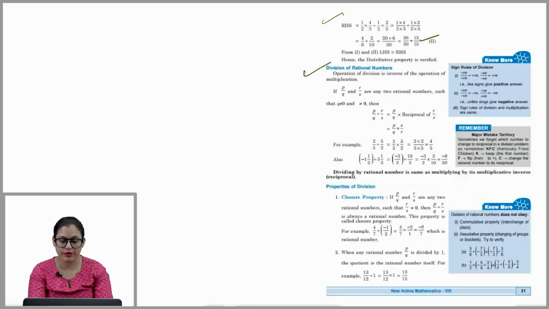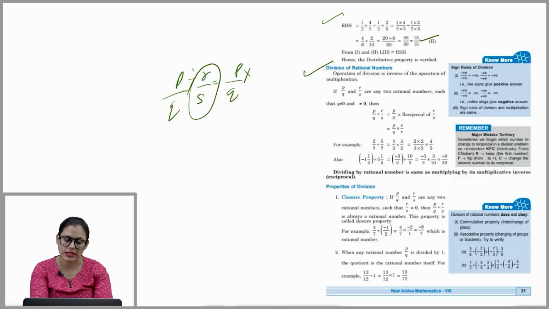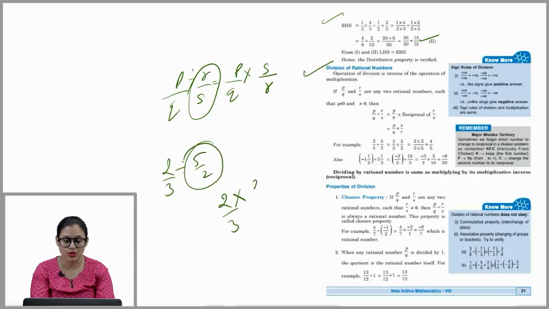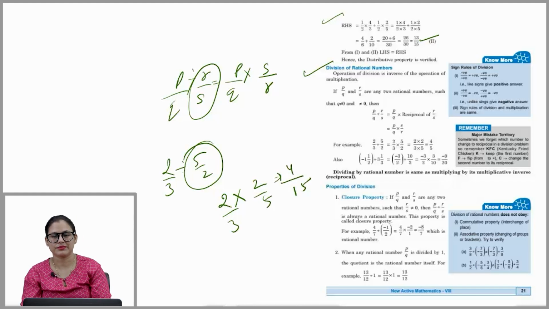Now, division of rational numbers. Operation of division is the inverse of the operation of multiplication. If P by Q and R by S are any 2 rational numbers such that Q is not equal to 0 and S is also not equal to 0, then P by Q divided by R by S is equal to P by Q into reciprocal of R by S. So, what is the reciprocal of R by S? S by R. For example, 2 by 3 divided by 5 by 2. So, 2 by 3 multiplied by the reciprocal, 2 by 5. So, 4 by 15 is the answer.